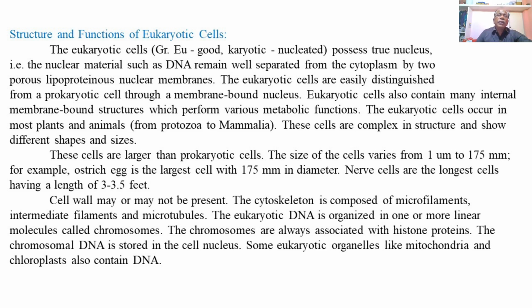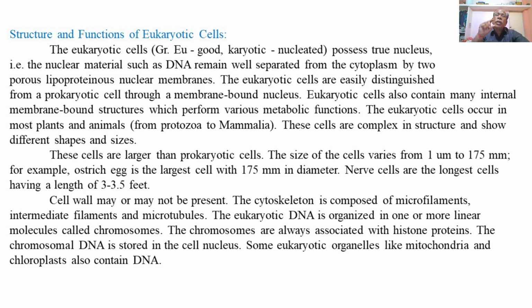As we have explained, the largest cell in the eukaryotes is the ostrich egg, having a size of up to 175 millimeter diameter. Nerve cells are the longest eukaryotic cells, having a length of up to 3 to 3.5 feet or 1.06 meter. That is the length of the nerve cell or the neuron.